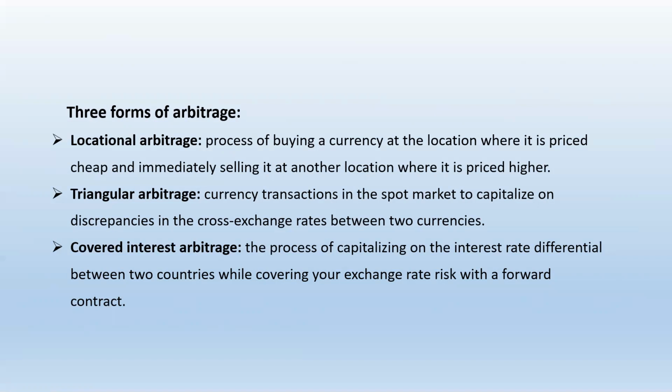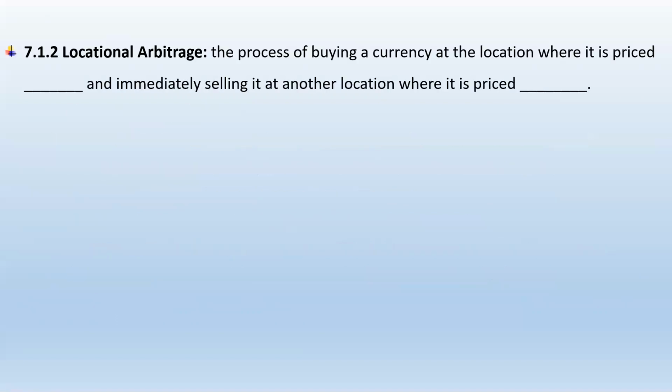So for the first two, there's no time lag. You can buy foreign currency from one bank and immediately receive the currency and immediately sell it at another bank. There's no time lag. For triangular arbitrage, it's the same thing, but for covered interest arbitrage, there's a time lag. You have to deposit your foreign currency into a bank for a period of time, like 3 months, 6 months. We will talk about that later.